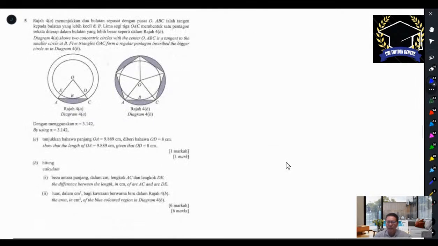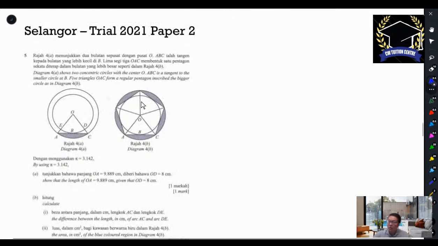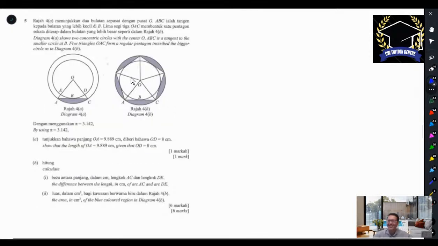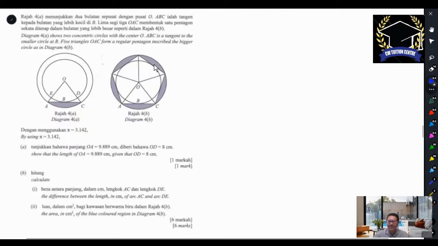Okay, another one is from the Selangor trial paper, paper 2. Now, let's look at this one. Why I choose this one? Again, there will be a triangle inscribed in a triangle, or a circle in a triangle, a triangle in a triangle. That kind of questions that will ask you. So let's read the question.